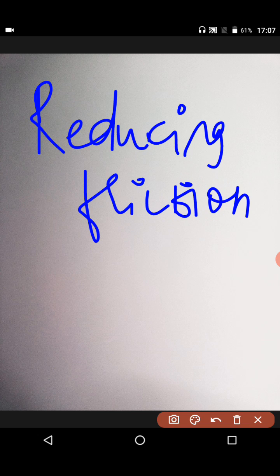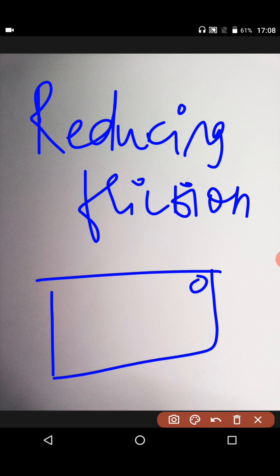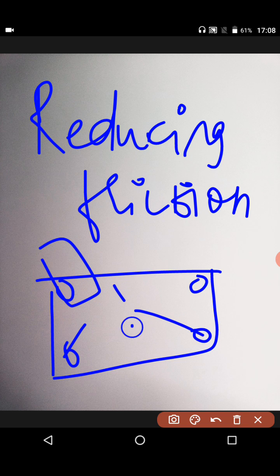Someone may have played carroms, or you may have seen a carom board. You know how a carom board is, right? Here are some holes, some designs, you need not know about it for now. What I wanted to tell you is, they put some powder, carom board powder. They will put that powder.